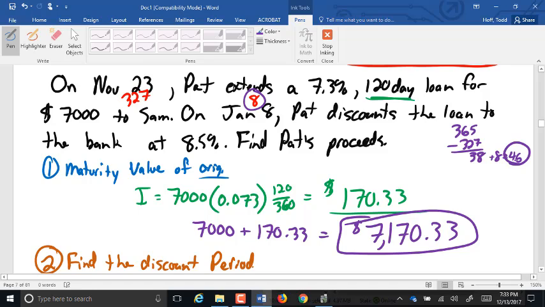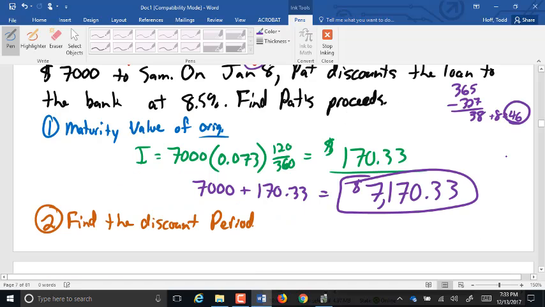The discount period is going to be the term of the note, the 120, minus the 46 days gone by. So 74 days are the number of days left. That is the discount period.